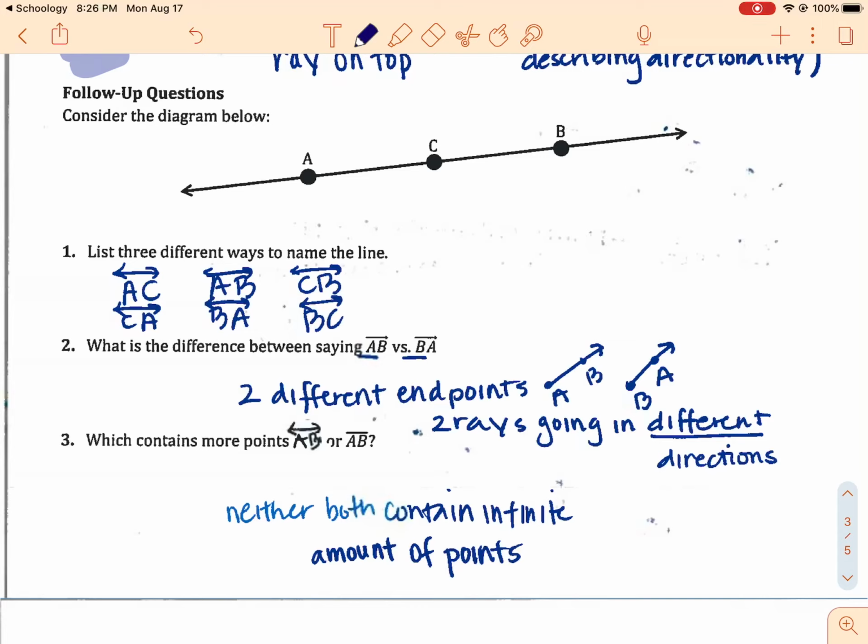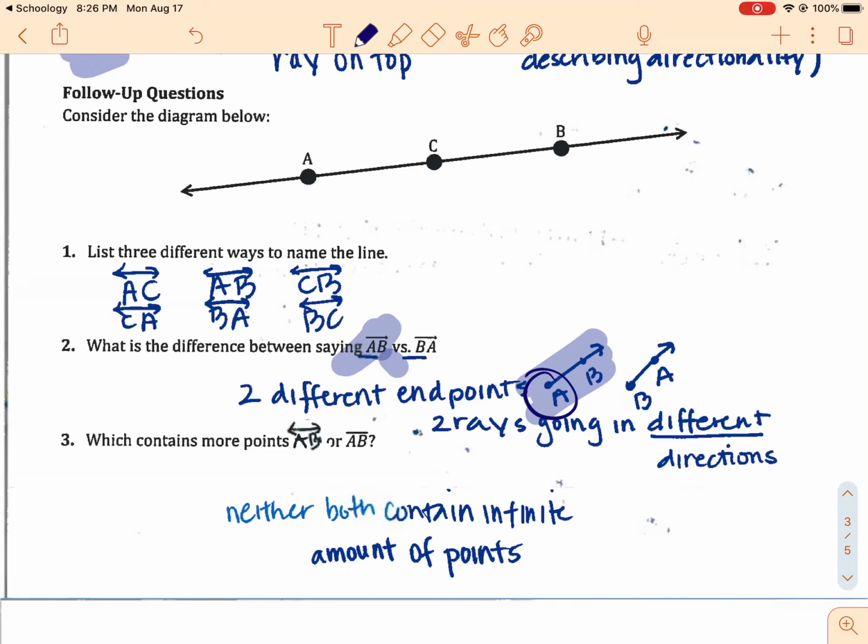Number 2, what's the difference between ray AB and ray BA? Well, you always name the endpoint first. So the first one, AB here, would look like this because A is the endpoint. It doesn't matter which direction it's going, but A is the endpoint right here by itself. And then the other one would be ray BA.